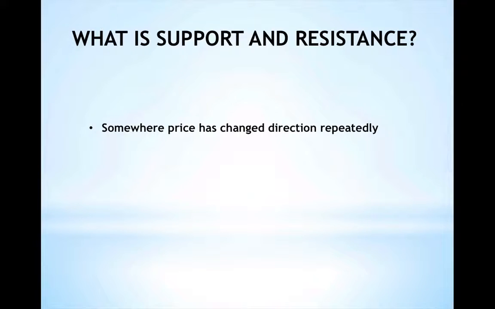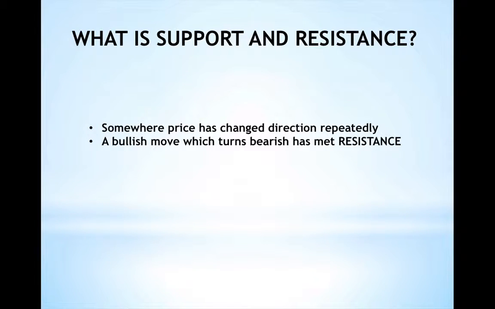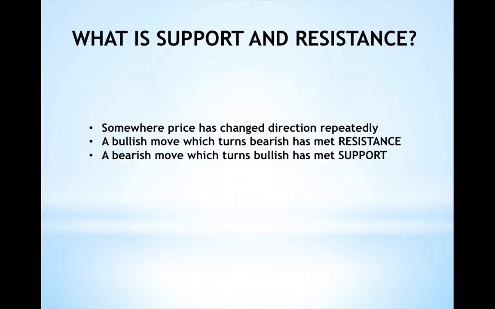What exactly is support and resistance? The simplest way to think about support and resistance is that they are areas where the market changed direction or has stalled repeatedly. A bullish move, so the market rising, which turns bearish, has met resistance. The opposite, so a bearish move, which turns bullish, has met support.